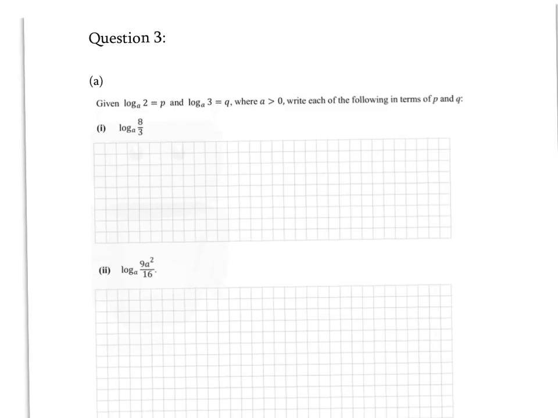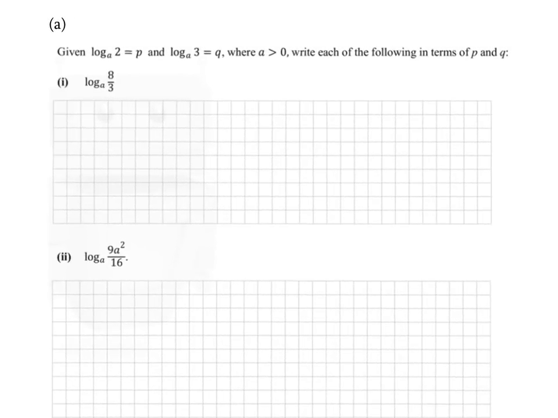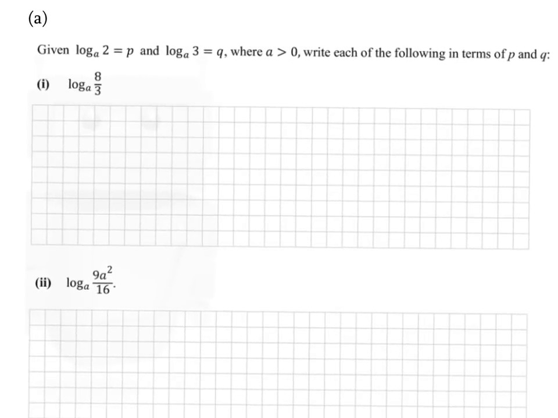Okay, and here we are with question 3, so we're into our log questions now. And we're told here, given that log 2 to base a is equal to p, and log 3 to base a is equal to q, write each of the following in terms of p and q. Okay, so here I've log a of 8 over 3. So the first thing I know I can do there is to separate that into log to base a of 8 minus log to base a of 3, and that's from my laws of logs.